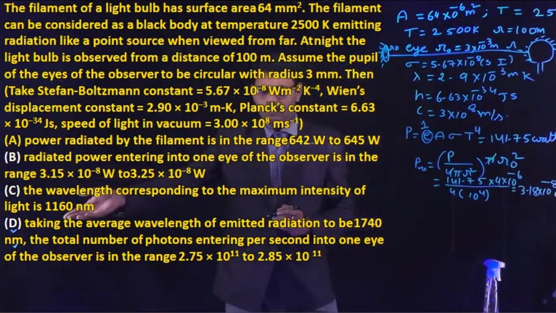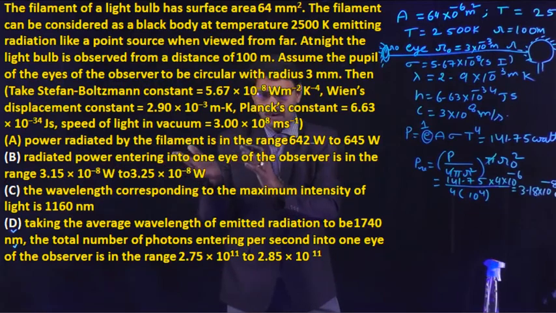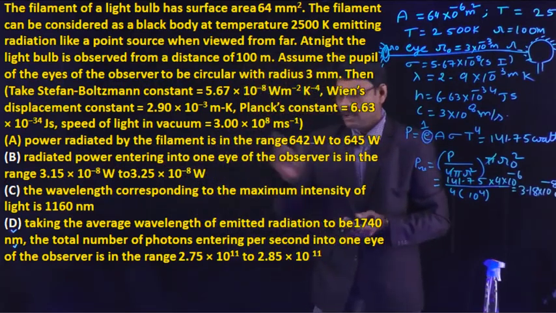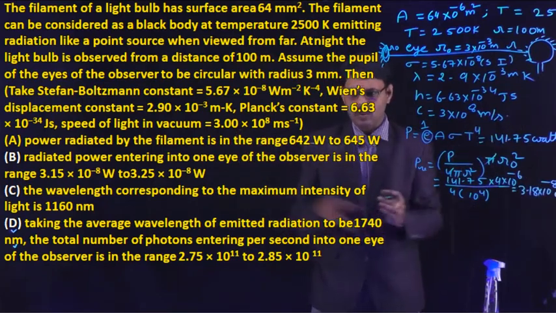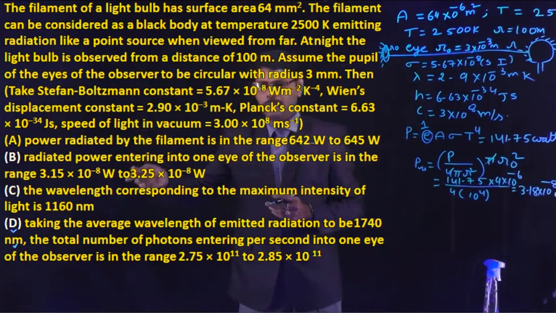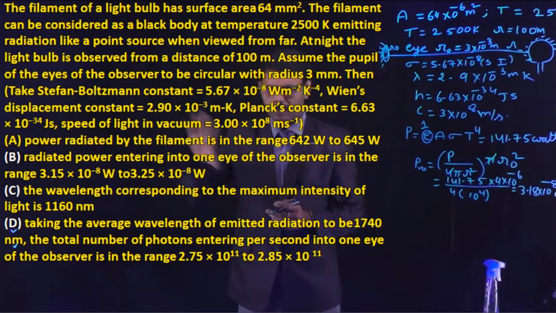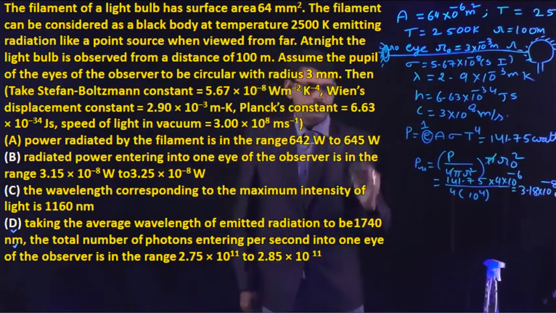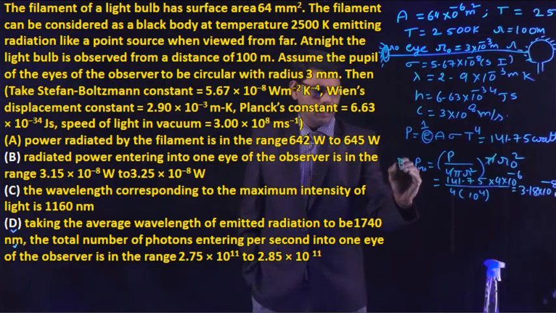So here, when you come to the B option, it is correct, because it is given that 3.15 to 3.25 into 10 power minus 8 watt is the range. Between that range we have the answer. So option B is correct. Depending upon the answer, each option is one different problem, so we have to solve all the problems. We tried the B option and we get it is correct.